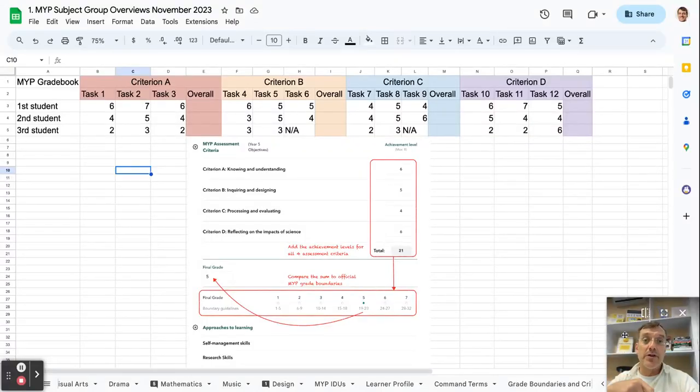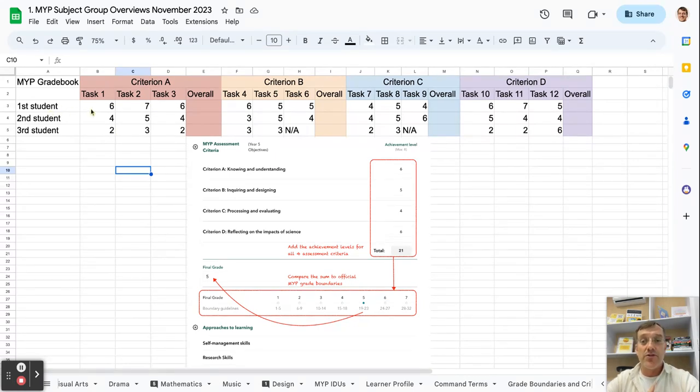Here's a quick video to explain to you how your grades are calculated in MYP classes. Here I have a grade book that's for a generic MYP subject, criterion A, criterion B, then C and D. There are 3 tasks in each subject, and here are the achievement levels that the students reached in each task.